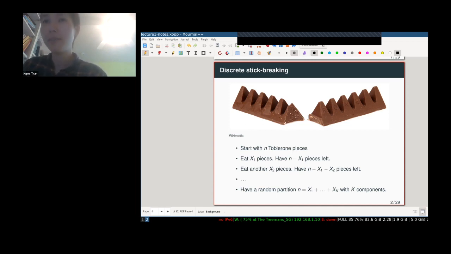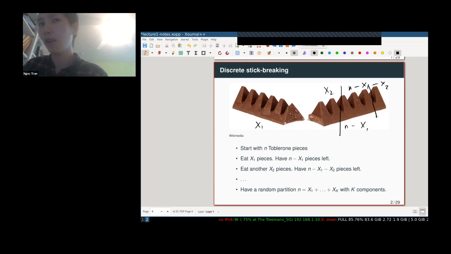You break it at random, and so now there's x1 many pieces here and n minus x1 many pieces there. Let's say you eat all of these, and now you have so many left for the next day. And then the next day you break one off at random as well, right? So now you have x2 and you have n minus x1 minus x2 left, and you keep on doing it until you have just one piece left.